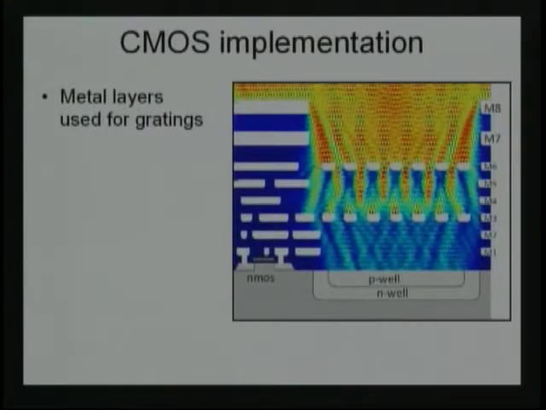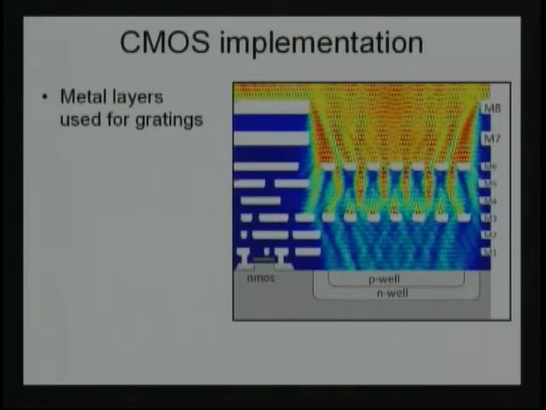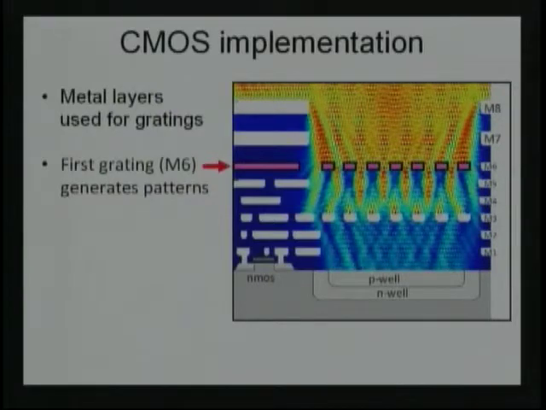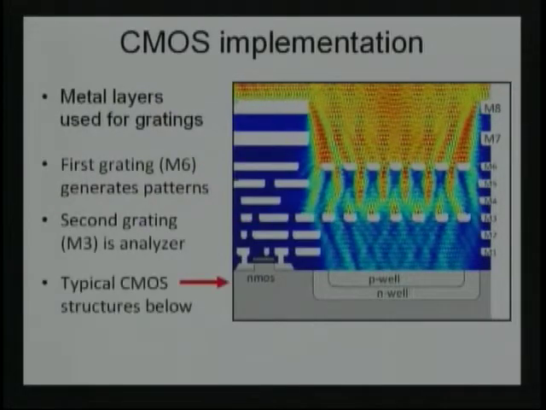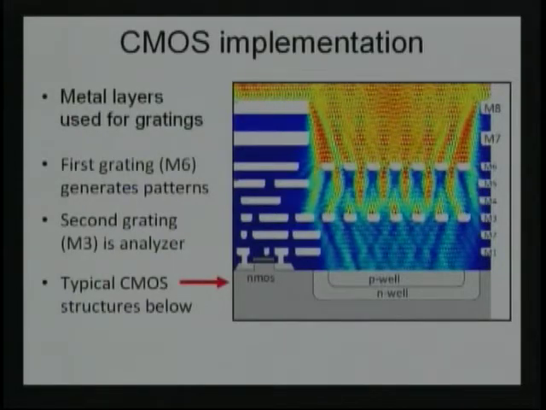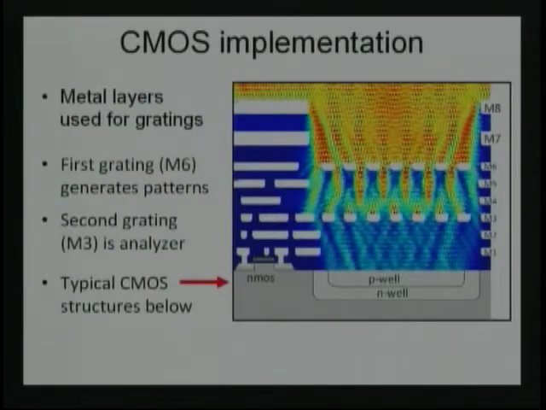So basically, we already have a whole bunch of metal layers for our wiring, so we just reuse those layers as our diffraction patterns, diffraction gratings, I should say. For example, in this particular design, we use M6 for one of them, M3 for the other, and then we still have our full front end, CMOS structures below.